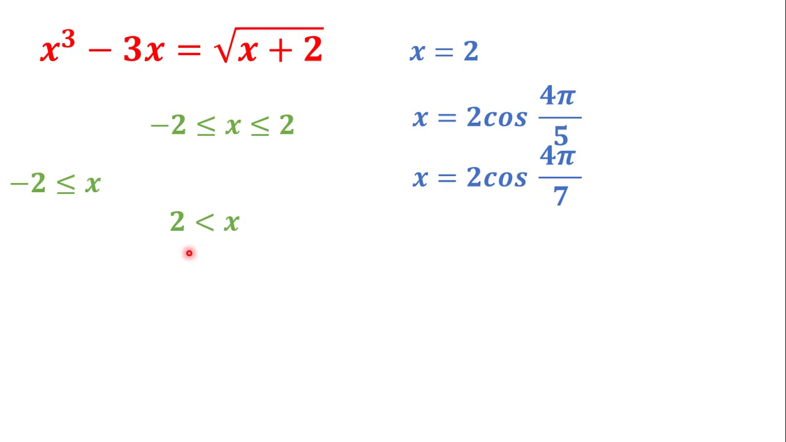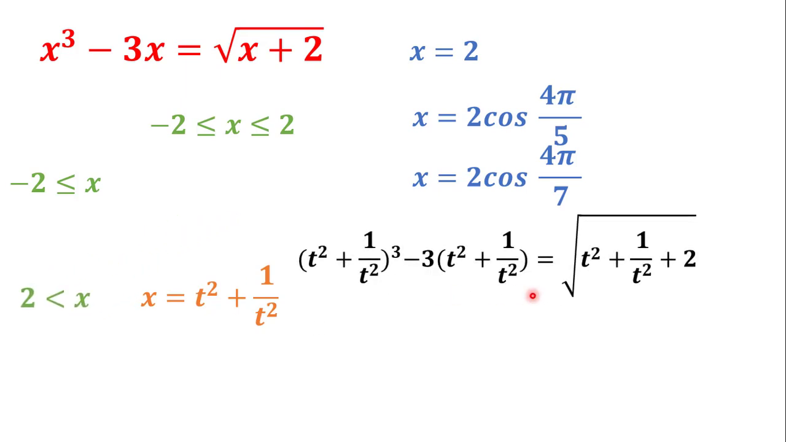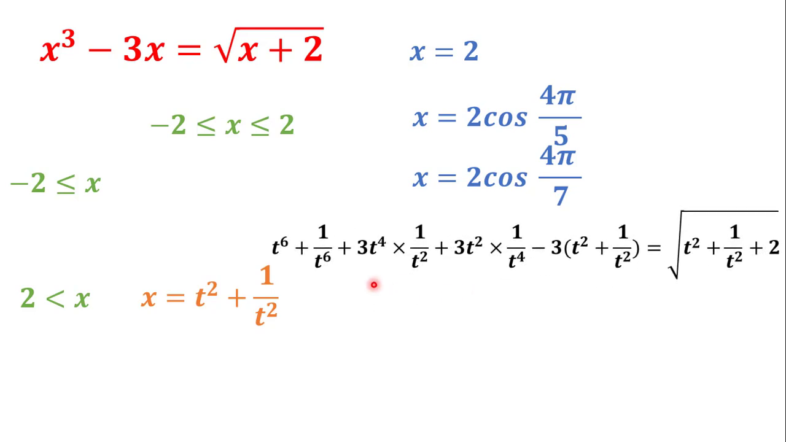For x greater than 2, we want to use the change of variable method. We put x equals t squared plus 1 over t squared. If we replace x by t squared plus 1 over t squared, we're going to get this expression. T squared plus 1 over t squared to the power of 3, by using an algebraic identity, can be expanded, and we're going to get this expression. T to the power of 4 times 1 over t squared is going to be t squared, and t to the power of 2 times 1 over t to the power of 4 is going to be 1 over t squared.